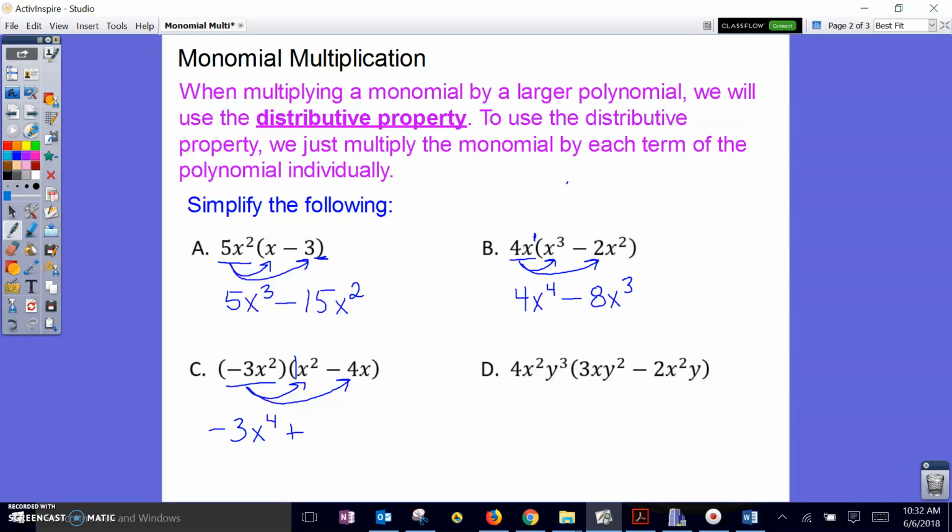Then we multiply our numbers. 3 times 4 is 12. And x squared times x, we add the exponents. That gives us x to the third.